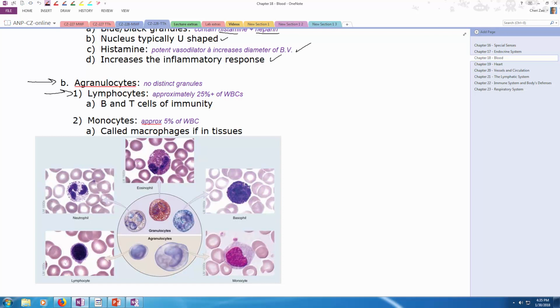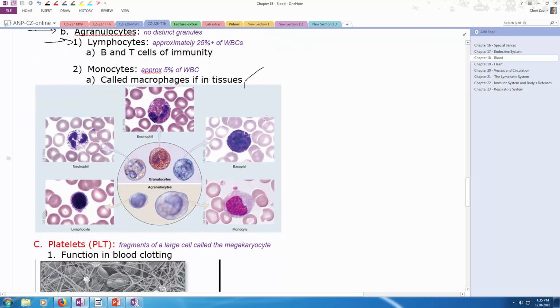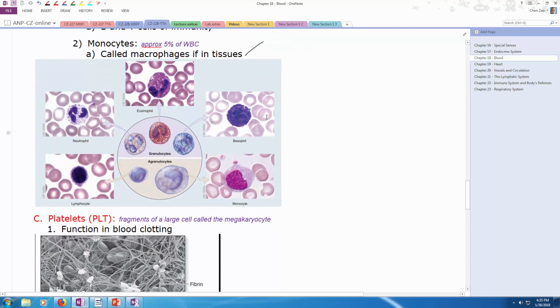Monocytes are about 5% of our WBC count of a normal person that's not having any problems. And if we find them in the tissues, they're doing their job, they're being macrophages. So when a monocyte leaves the bloodstream and is now in the tissue, it is a macrophage. Let's take a look at some of these pictures here and see if you agree with me.